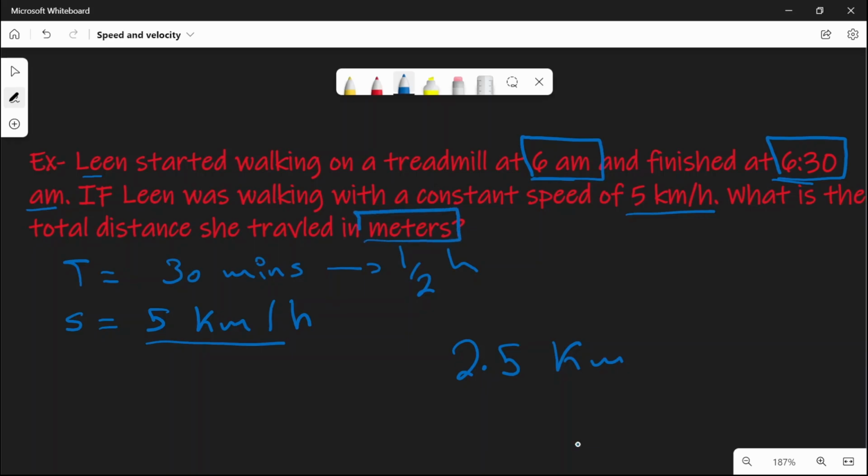So we have to convert from kilometers to meters. In order to do that, we will multiply by 1,000. So the answer will be 2,500 meters.